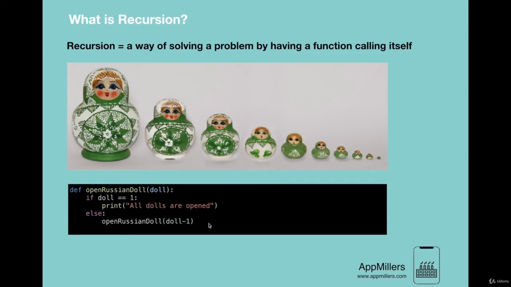So let's recap what we have learned here. We have learned that by definition, recursion is a way of solving a problem by having a function call itself, and we provided a real example of Russian dolls, which makes understanding the logic of recursion easy.